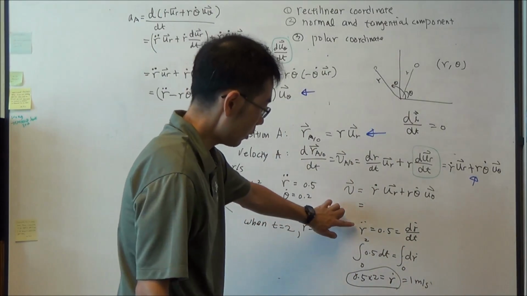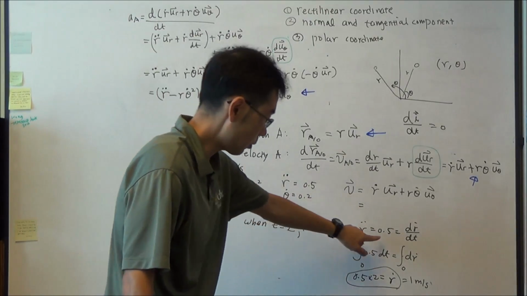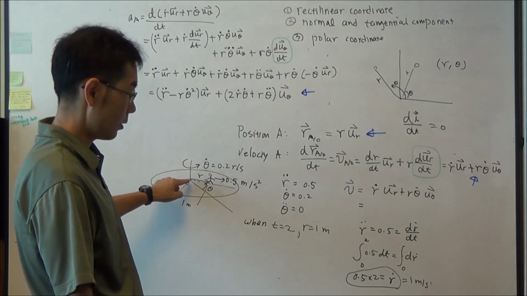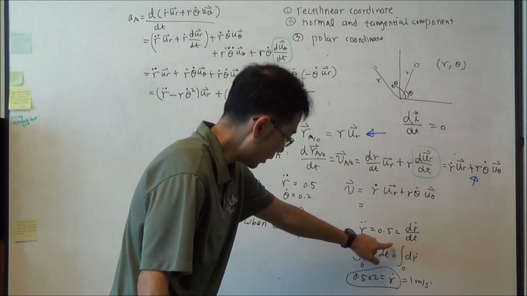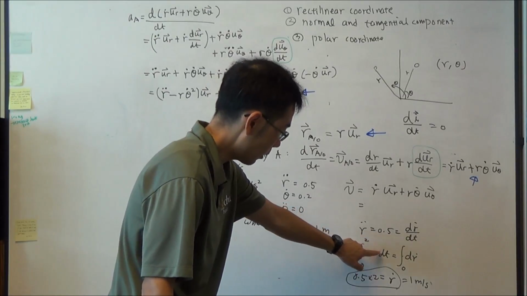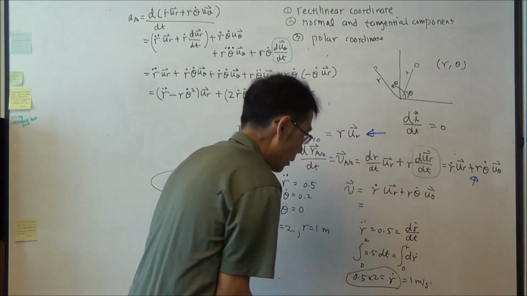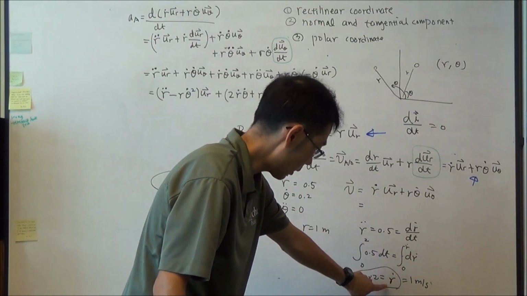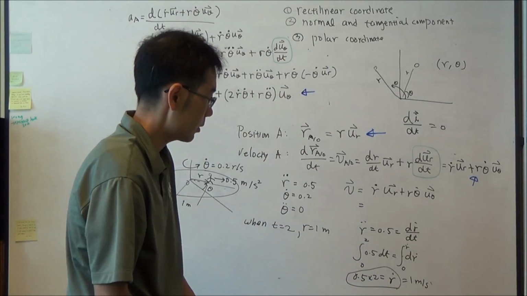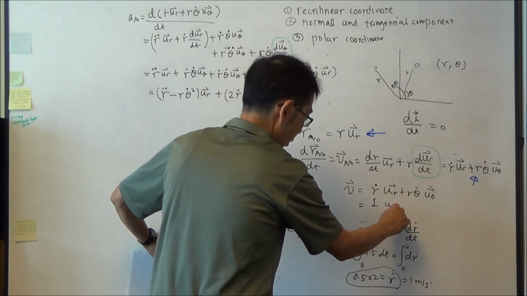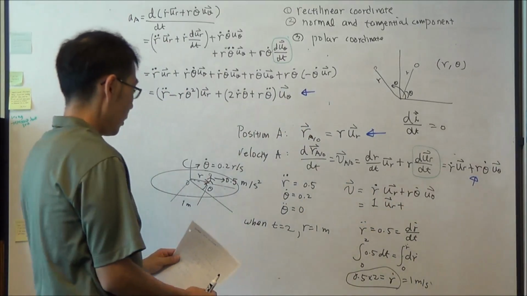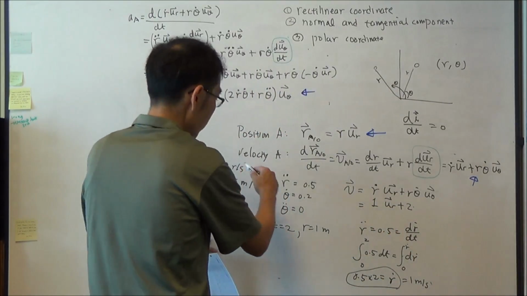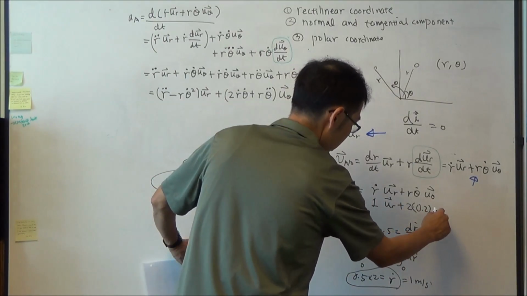Because we know that r double dot, the acceleration along the radial direction, is 0.5. So this person runs from the center at the beginning. If I just integrate this from 0 to 2 seconds, 0.5 times 2, which is r dot. So my r dot is 1 meter per second. So this is 1 u_r, and when the radius is 2 meters, the angular acceleration is 0.2. So this is a u theta.